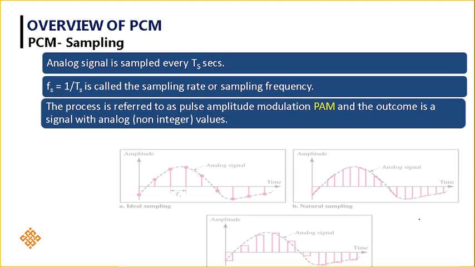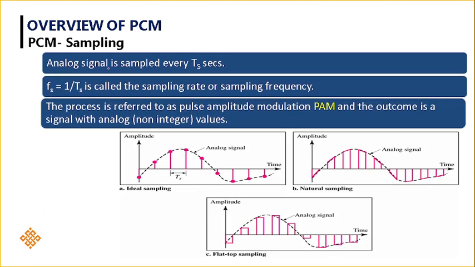So the first step, as I said, is that the analog signal is first sampled every Ts seconds. You should also know that fs is nothing but 1 by Ts, that is, the sampling frequency is the reciprocal of the sampling period. The process is referred to as pulse amplitude modulation. The process we use here to sample our data is called pulse amplitude modulation, and the outcome we get in this method is known as analog values.